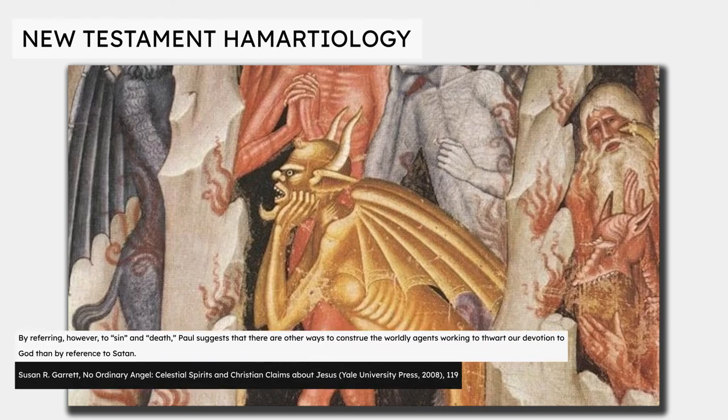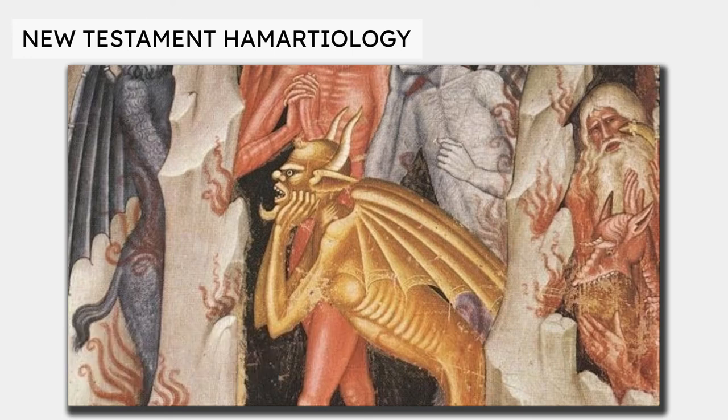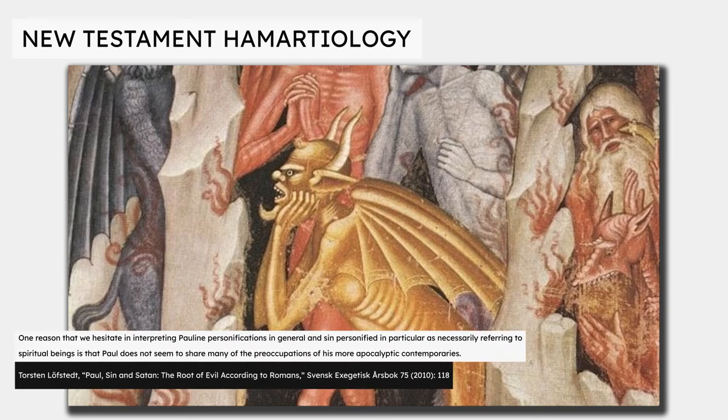Susan Garrett observes how Paul is differentiated from writers who held to a cosmological dualism, explaining that by his references to sin and death, quote, Paul suggests that there are other ways to construe the worldly agents working to thwart our devotion to God than by reference to Satan, end quote. On the other hand, we might ask, is Paul attributing supernatural power to sin and death? Could they be personifications of supernatural evil forces?